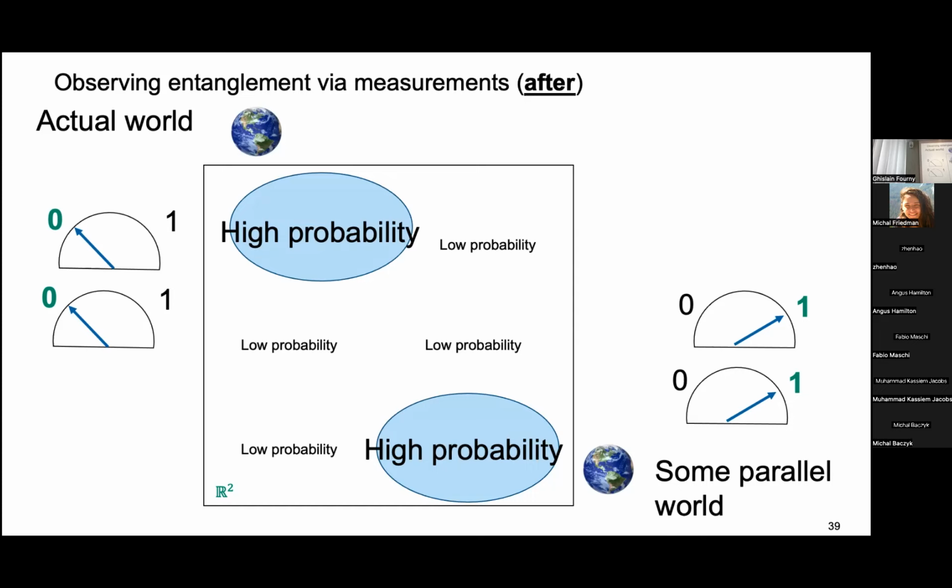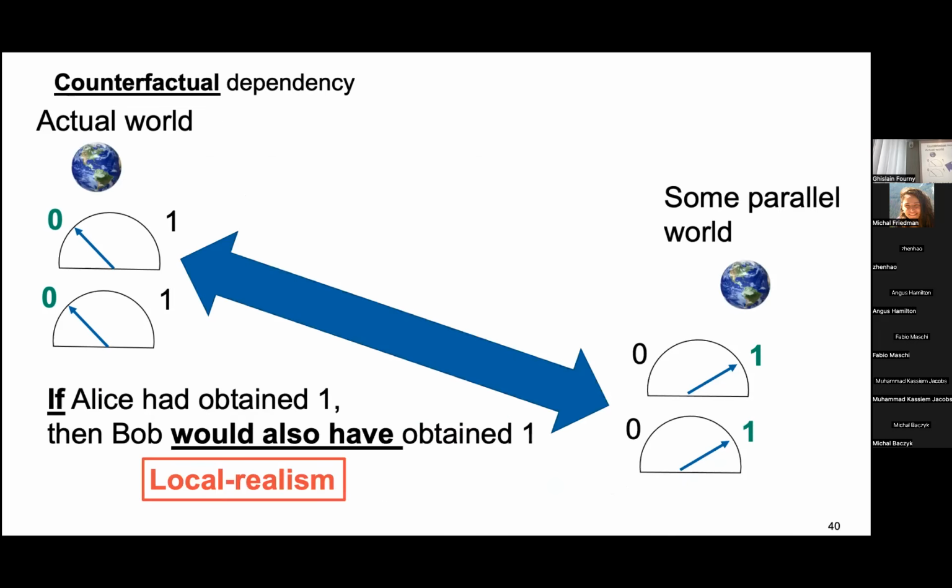What happens here when you have these two particles that either both lead to zero or both lead to one is called a counterfactual dependency. The proper way to talk about that is using the subjunctive conditional in English. Alice measured zero, Bob measured one, maybe far away. If Alice had obtained one, which happens in this parallel world, then Bob would also have obtained one. So you see, this is not a causality thing. It's a counterfactual thing. It's a reasoning about parallel worlds.